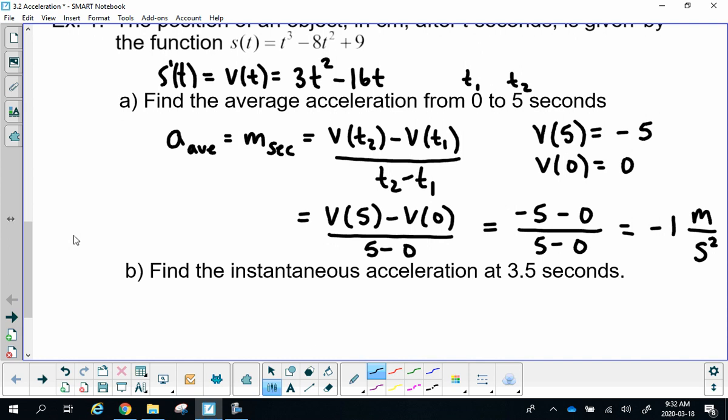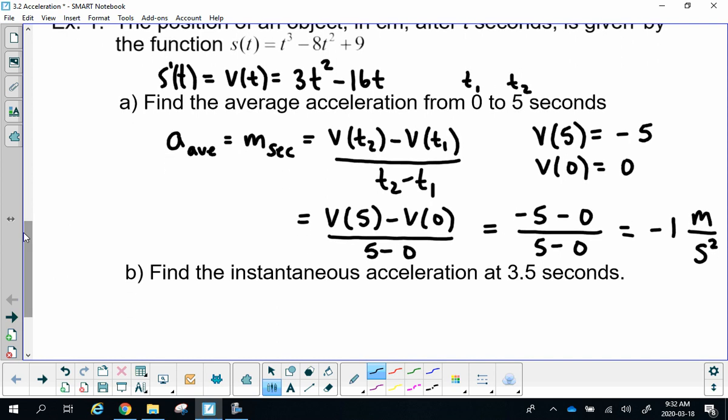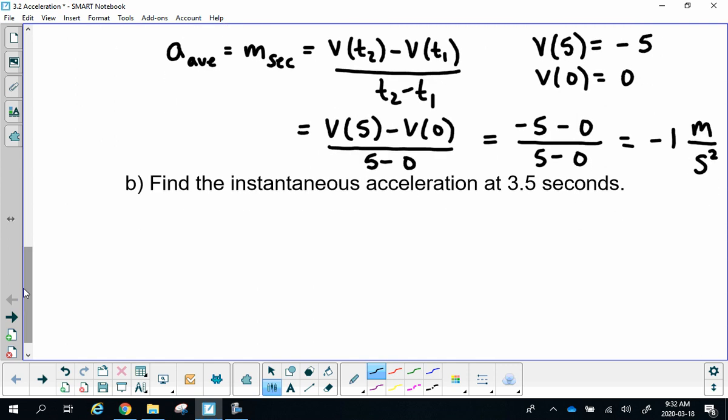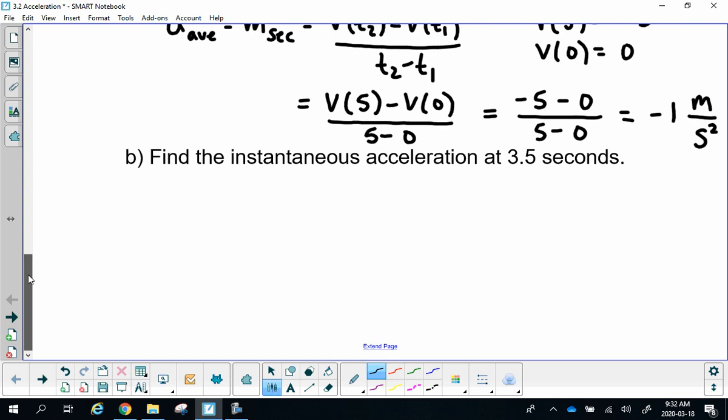So what does that mean? That means that this object is actually slowing down. Okay? Or we could say it's accelerating towards the left, if you prefer to say that. So depending on how we started, we could say it's accelerating towards the left or it's slowing down. It's decelerating, if you prefer.